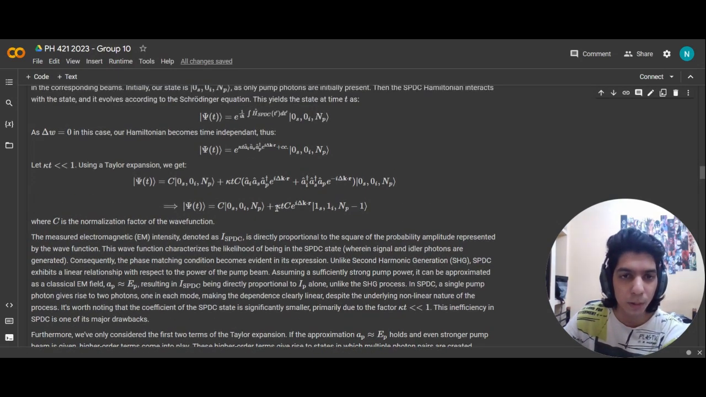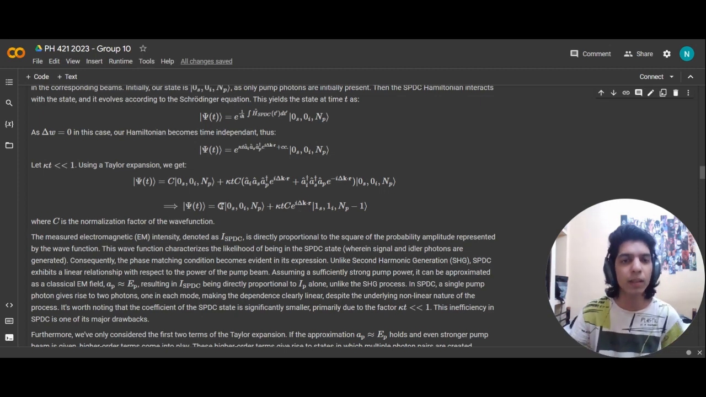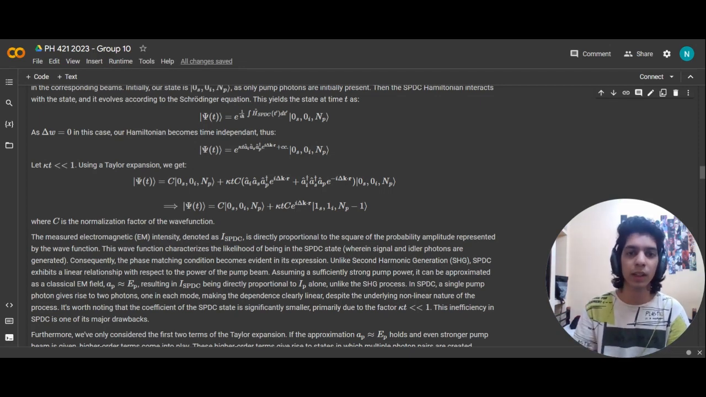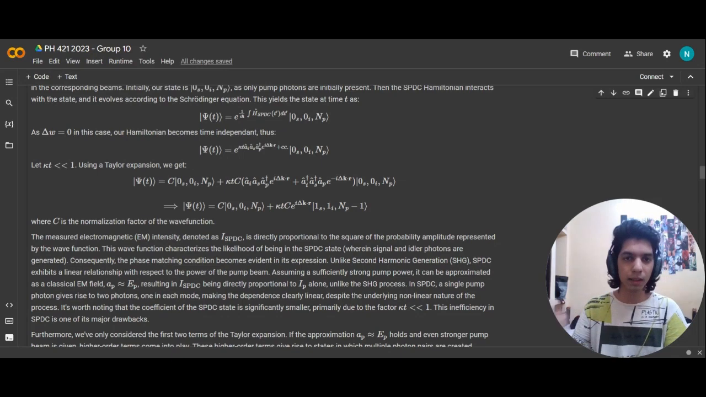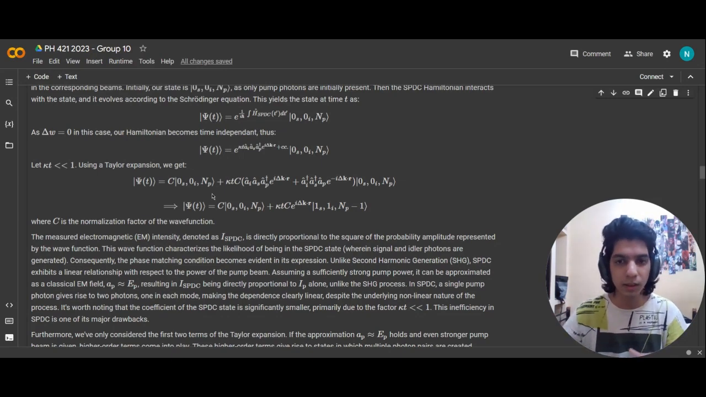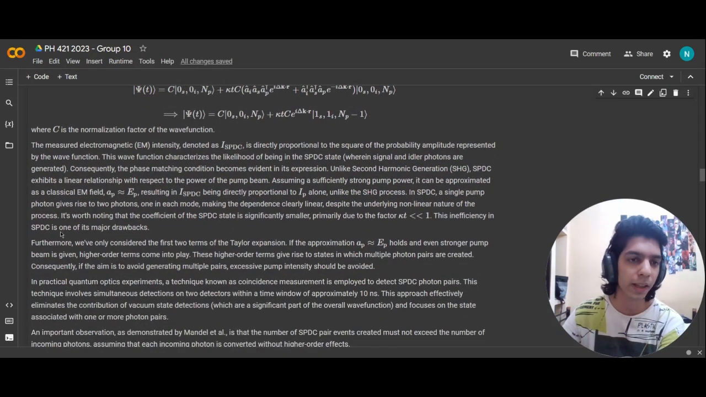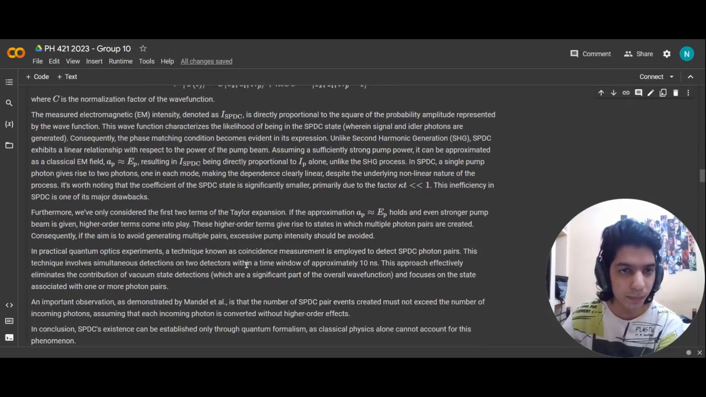So that means if we do the mod coefficient squared for the SPDC state, it is much less than the initial state itself. That means most of the beam is just the initial beam, and only a small fraction of the pump beam is being converted into signal and idler, which basically tells us that there are a lot of inefficiencies, and efficiency is very low for SPDC, and that is one of its major drawbacks.